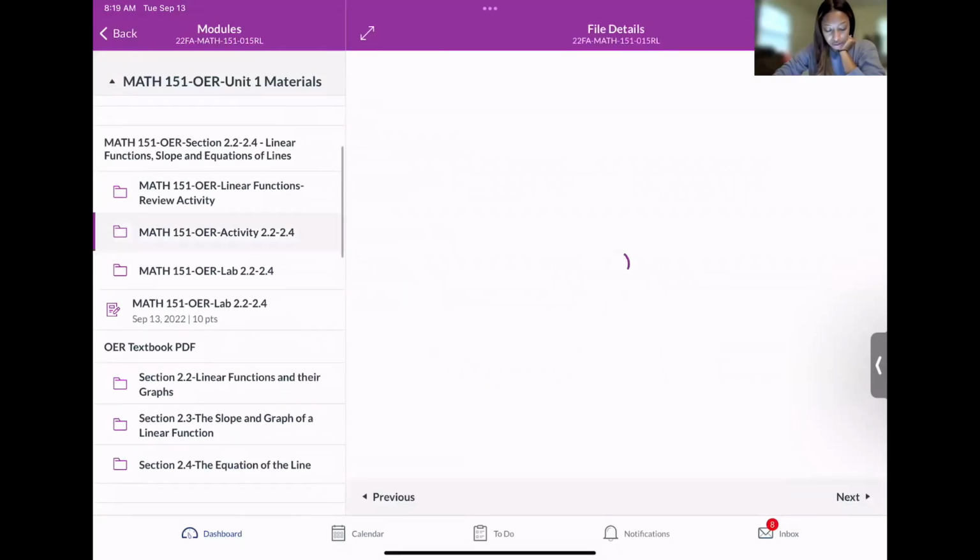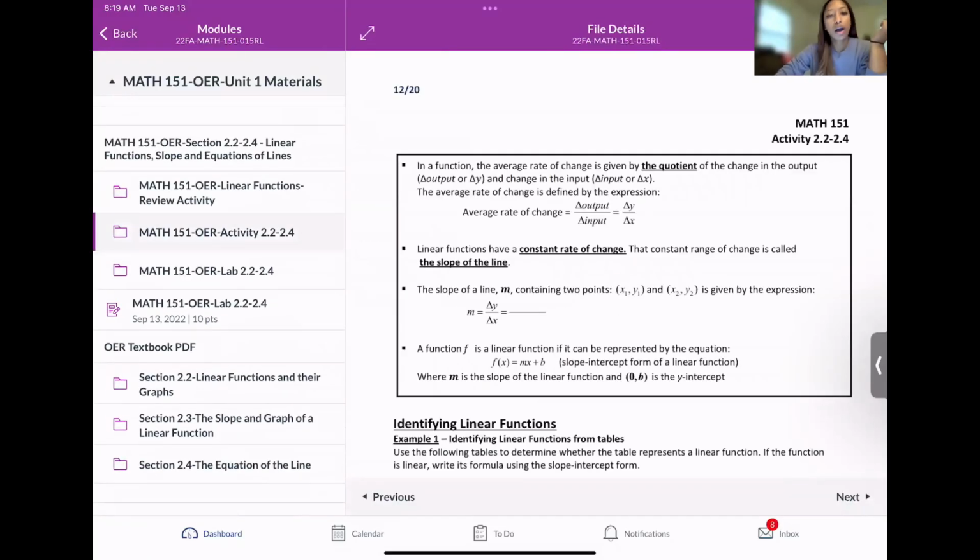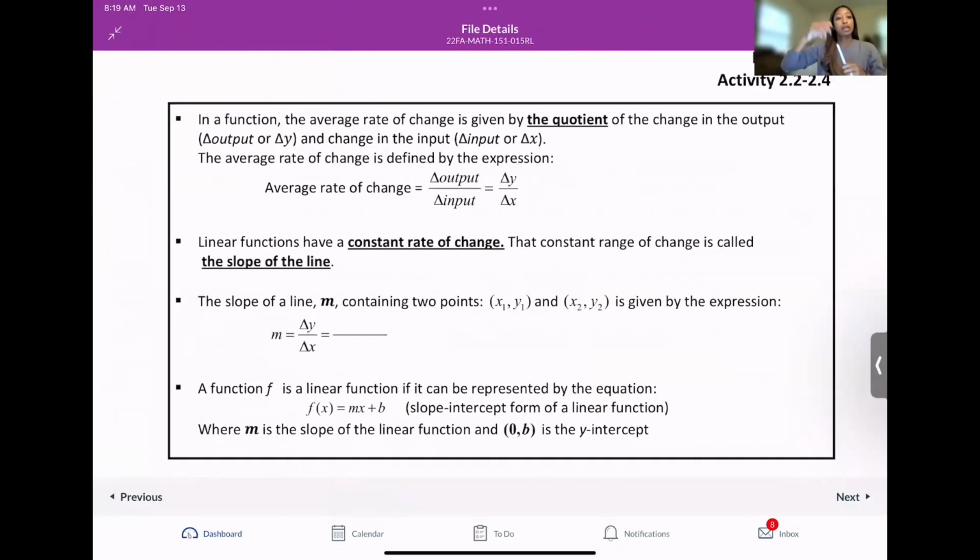We're on activity, Math 151 OER activity 2.2 to 2.4. And today we're going to be talking about equations of lines, graphs of lines, finding the slope of a line, lines, all lines. All right.